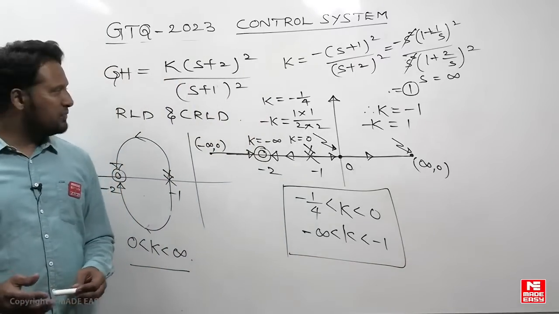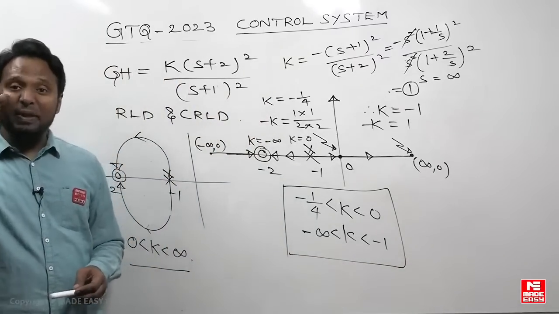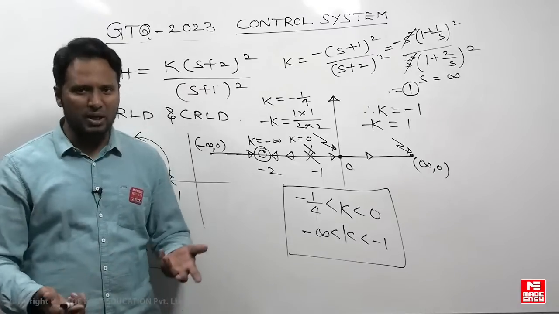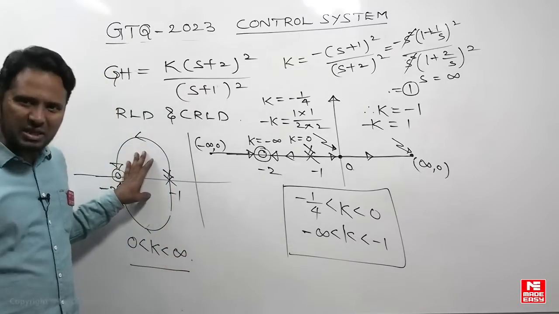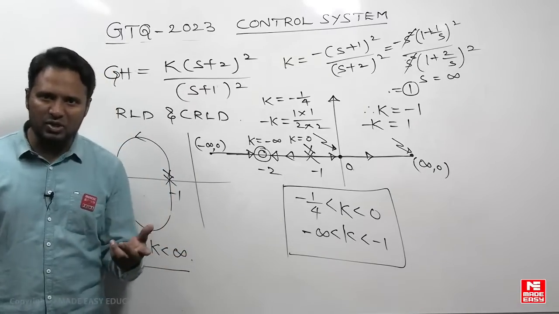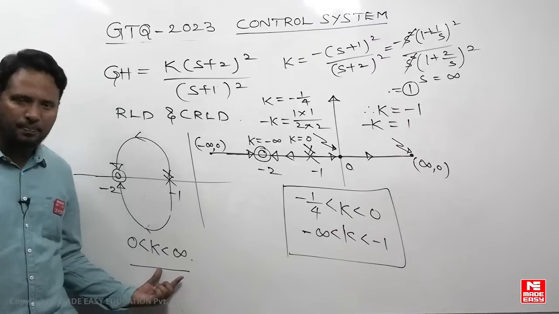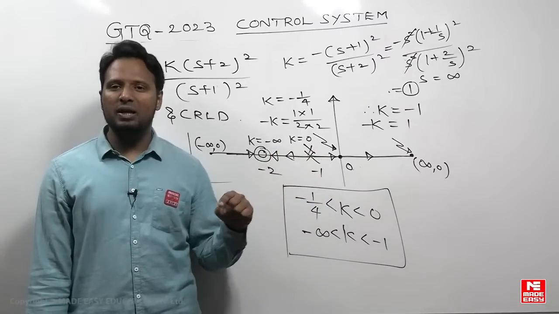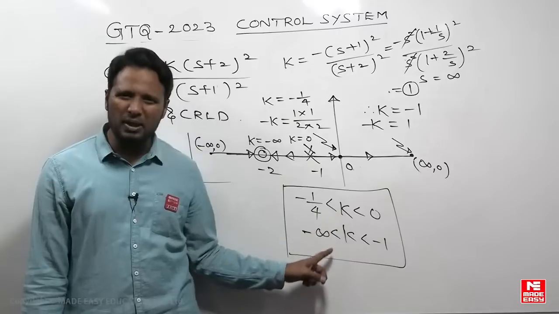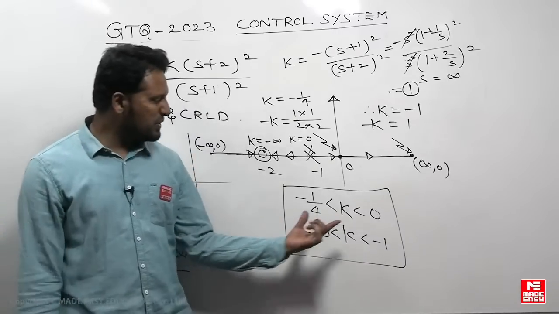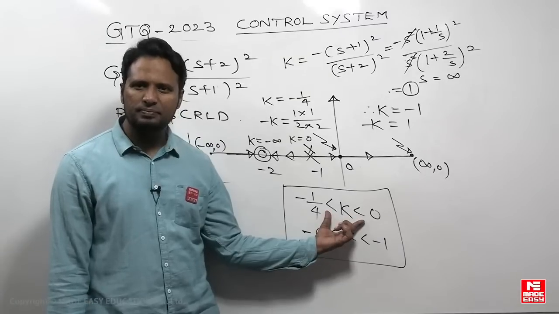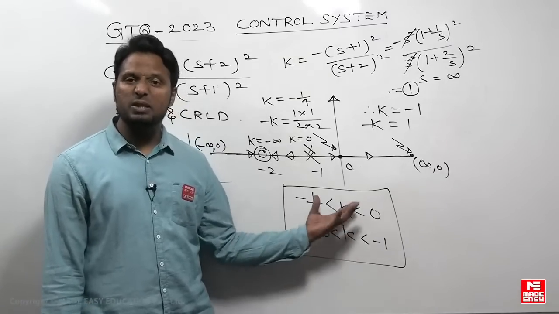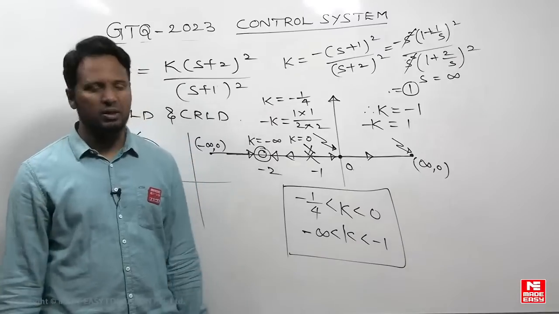So if they ask you to obtain the stability condition, sir, why are you teaching all this? If this root locus is given to you and you are asked to obtain the condition of stability from that, this is the answer. Most of the people will get only this much as the answer. There are two different stability conditions for this.